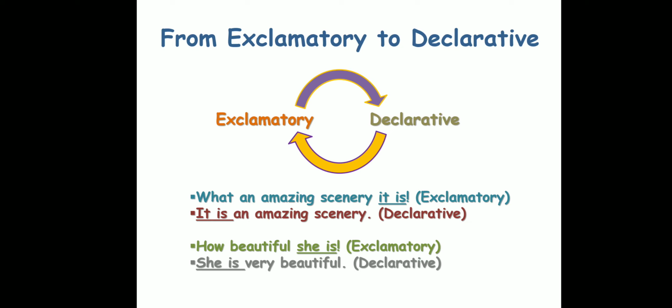Now if you had the sentence, it is an amazing scenery, and you had to change to exclamatory, so if you had to do the opposite way, you could have written what an amazing scenery it is. So it can be both ways. I hope this is clear. This is your first part of the chapter, changing from exclamatory to declarative. This part is very easy. The next part has a number of rules which I'm going to cover in the next few minutes.